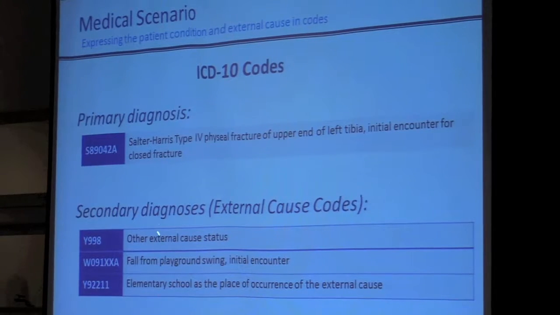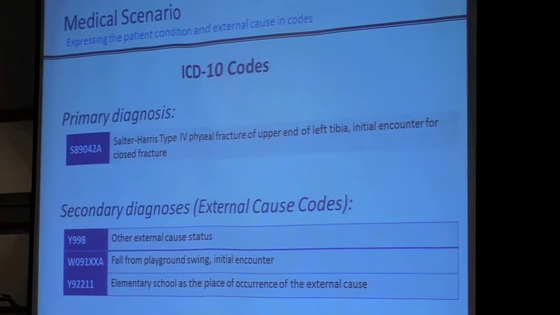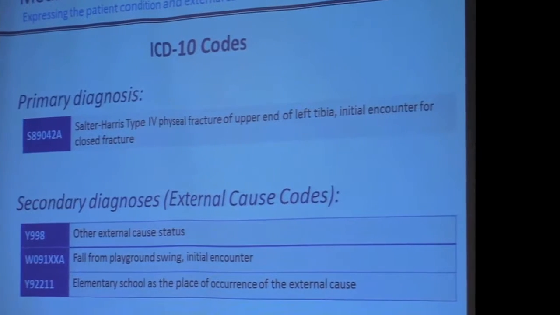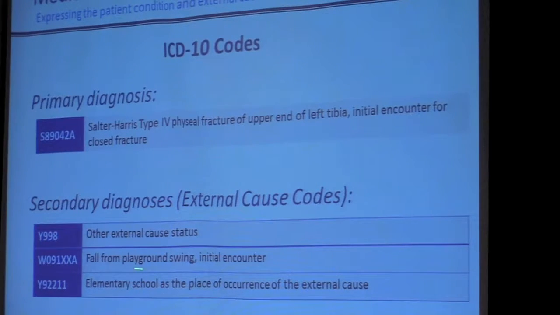Secondary diagnosis, other external cause status, right? This was not military, it was not volunteer, it was not work-related. Fall from the playground swing is the cause, and this was the initial encounter, because some of these causes have initial, subsequent, and sequelae also, and place of occurrence, elementary school, as the place of occurrence.